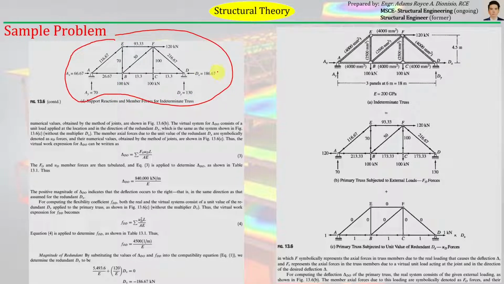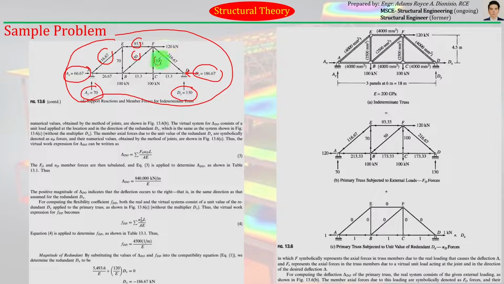These are the corresponding reactions, and you have to take note that again, the direction of the reaction is to the left, not to the right. And these are the corresponding other reactions. And these are the corresponding values of axial forces on each of the members of the truss that we have here. You have to take note of the direction of each axial force. You have to indicate whether they are tension, like this one, or compression, like this one. So that is the final answer for this particular sample problem.